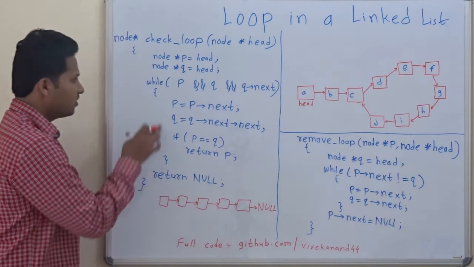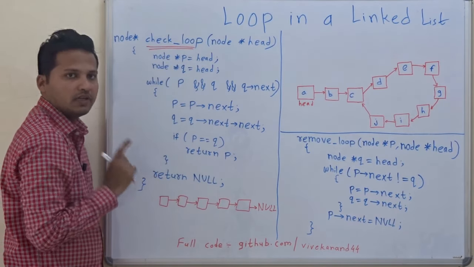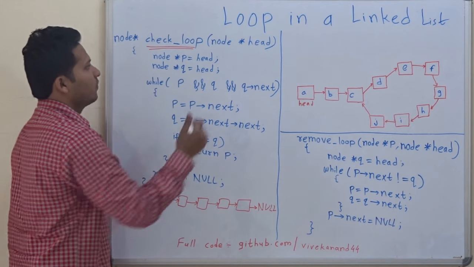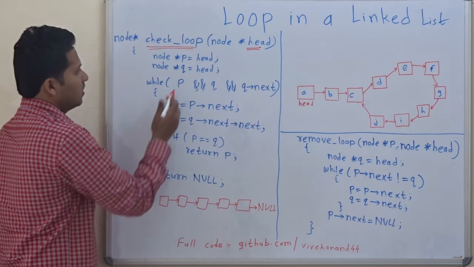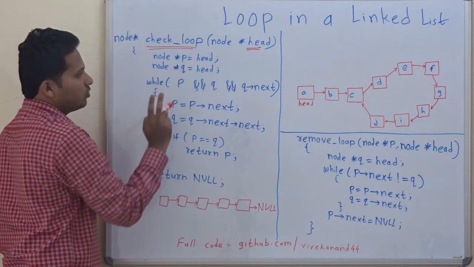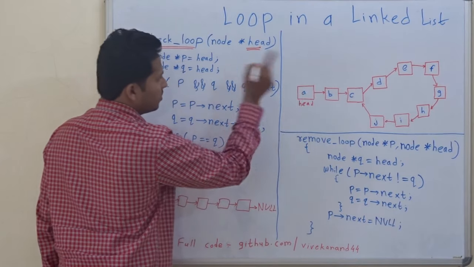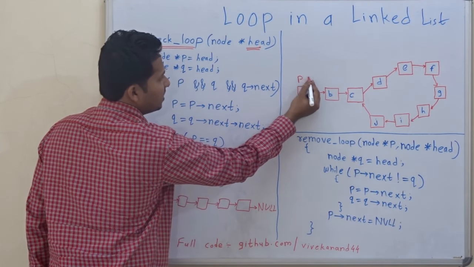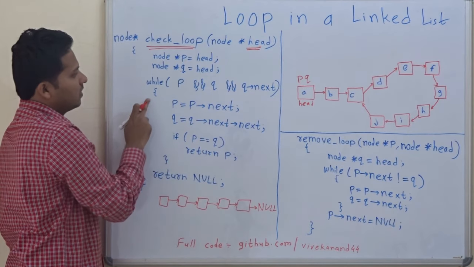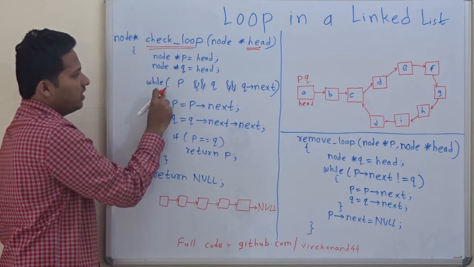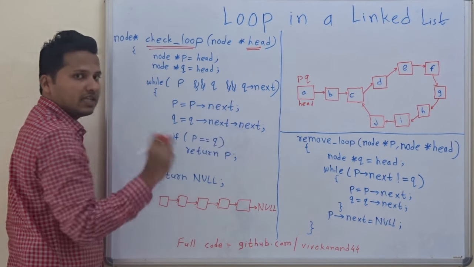So this is the code for checking the loop in the linked list. We are passing head to this function. Now our P and Q, two pointers, will point to head. I will execute this code parallelly. So P and Q both point to head. Now, while P and Q and Q's next.